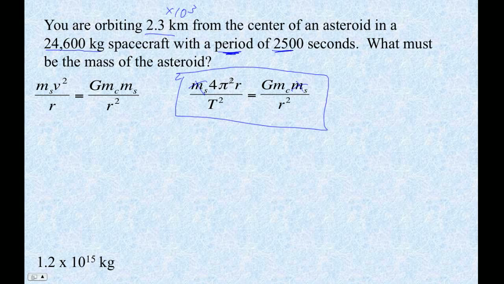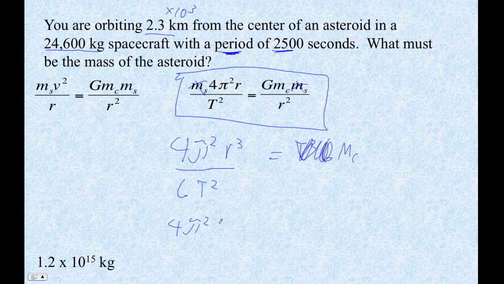Okay, so we cross multiply: 4 pi squared r times r squared. It doesn't cancel, right? So it's 4 pi squared r to the third equals, and then this times this, so T squared G MC. What are we solving for? Oh, MC, right? Yeah, MC. So divide both sides by T squared and G. There we go. Those things go the way of the bison, and we're set. So 4 pi squared r to the third.